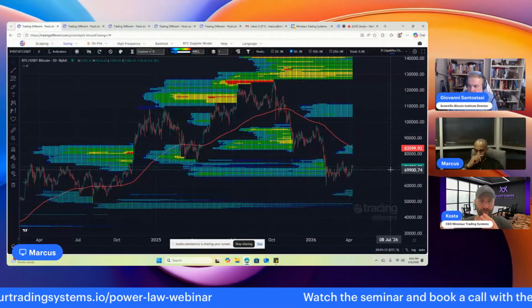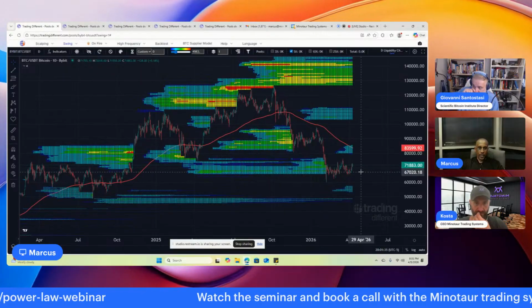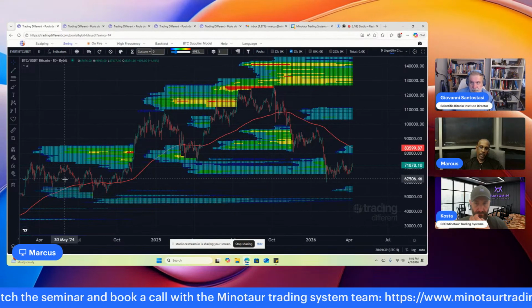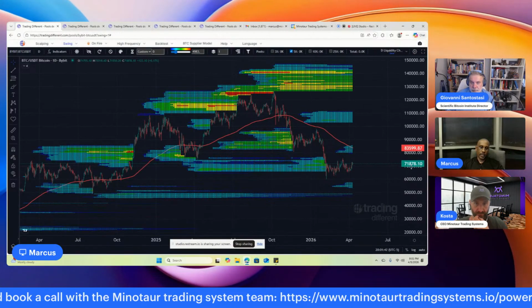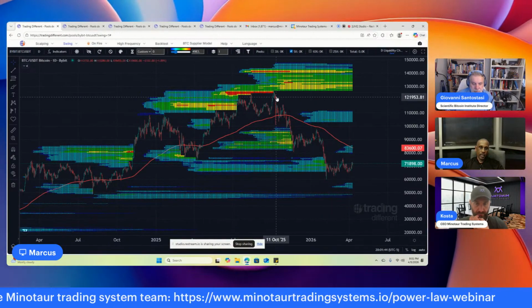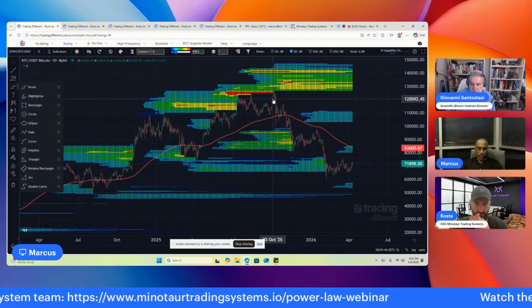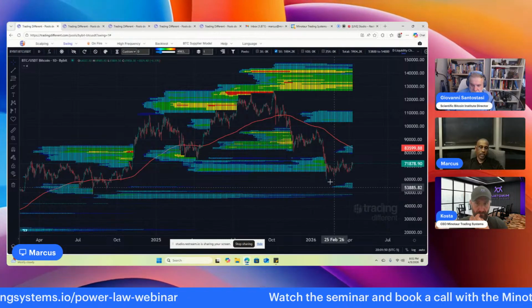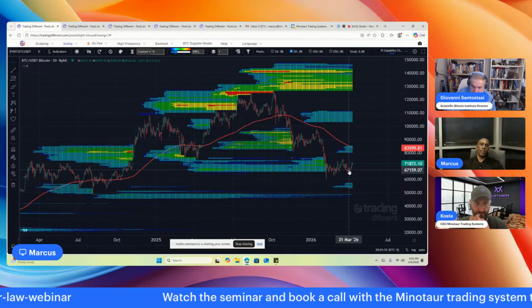Yeah. Awesome. All right. So this is the void as it stands now. We're looking at the bigger picture, 2024 for context, up to the top that we put in October, and then where we are now. So when in doubt, zoom out.